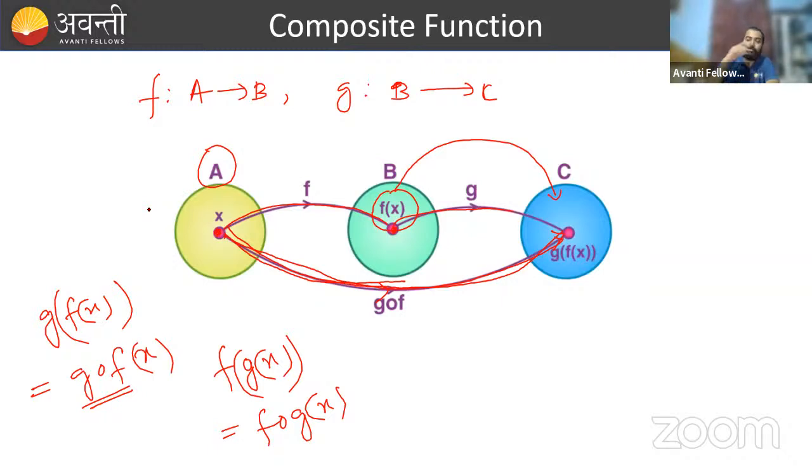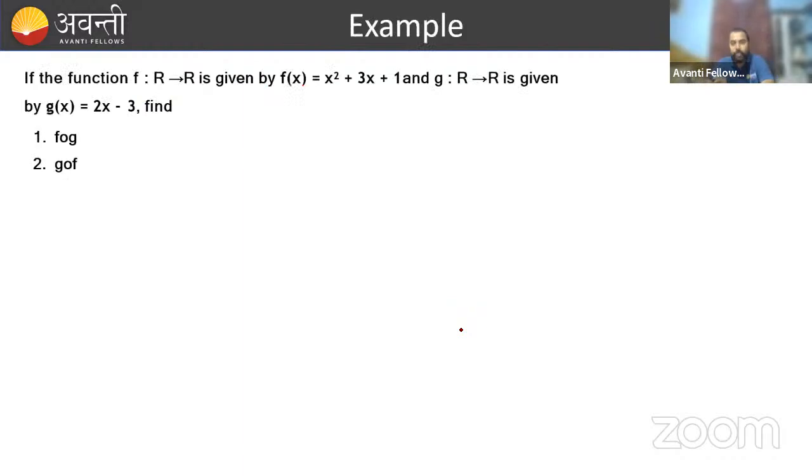Okay, chalo, this is all about your composite function. So let's understand these things by taking examples. If the function f is mapping from R to R, given as this, and g is the function from R to R, given as this, you need to find f of g of x and g of f of x. Very simple, right? Fog or gof. Fog means f of g of x, right?